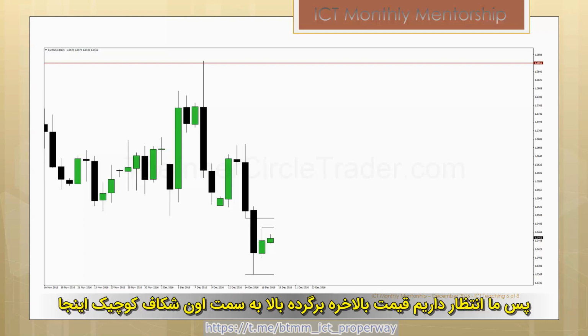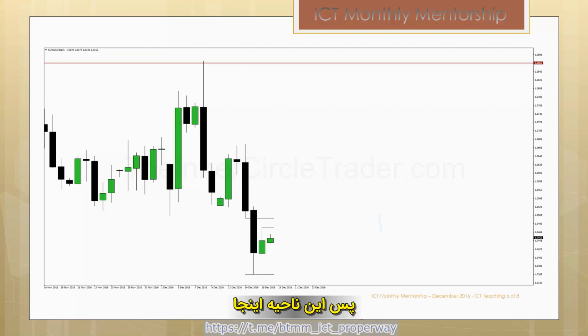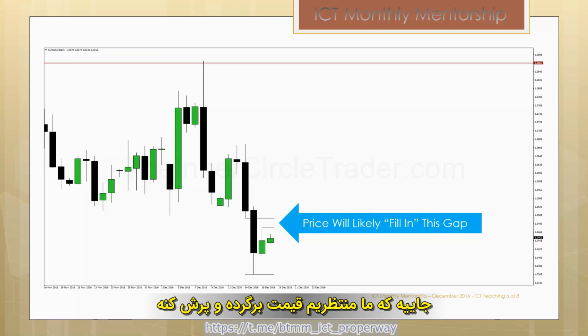We're going to expect price to eventually want to trade back up into that little gapped area. So this area in here, that's where we're looking to see it fill in. That's the nature of a fair value gap.